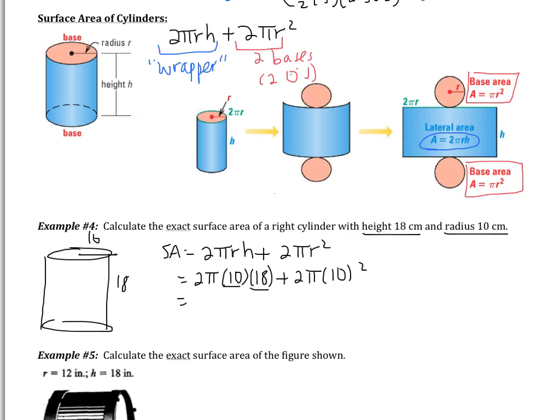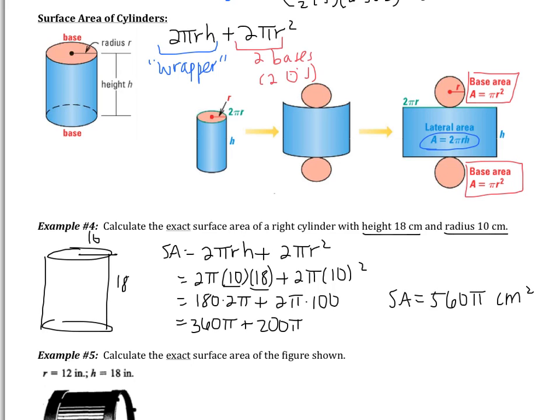Okay, 10 times 18 is going to be 180, so it's 180 times 2 pi, plus 2 pi times 10 squared is 100. 180 multiplied by 2 is going to be 360 pi. Add 2 times 100 is going to be 200 pi. So my final surface area is going to be 560 pi centimeters squared. And we're going to have centimeters squared because it's area, so units squared.